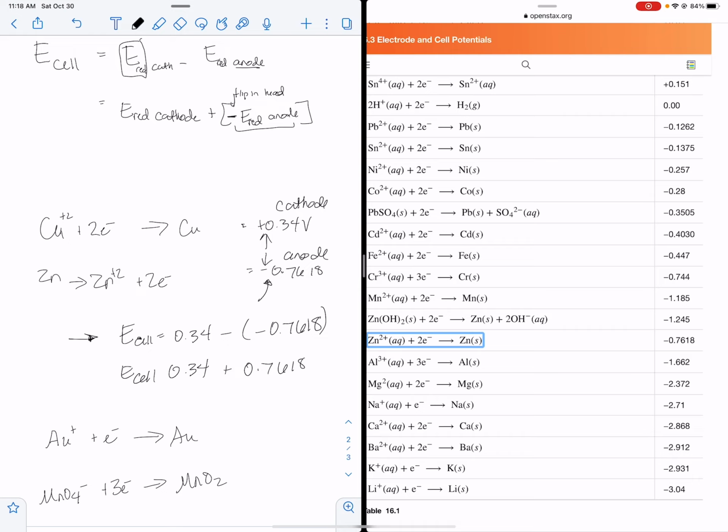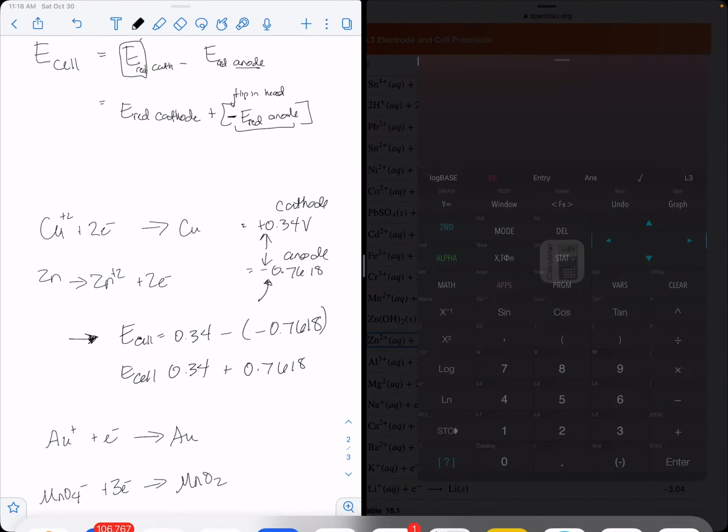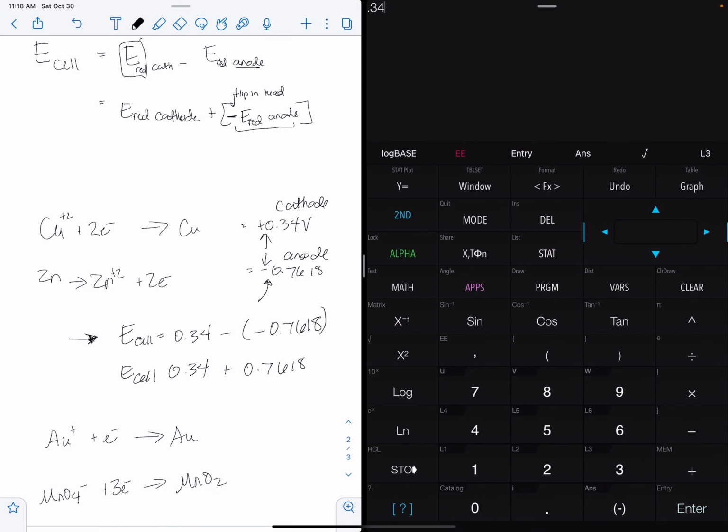I like this way because I like just filling in equations. But some folks like the intuitiveness of doing it the second way. So we just say 0.34 plus 0.7618. And that gives us the E of that cell is equal to 1.1018 volts. And by the way, that is spontaneous. Positive E's are spontaneous. So that means that if you stuck that together, it would want to create a current that you could take advantage of.